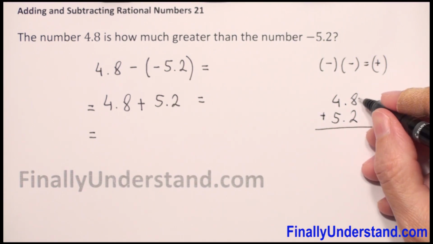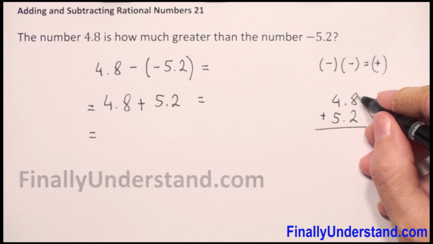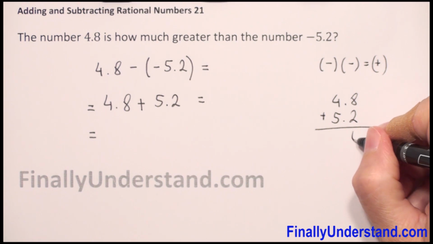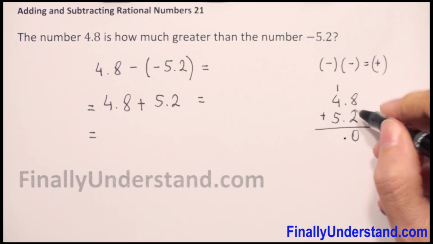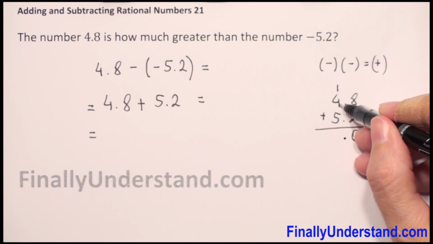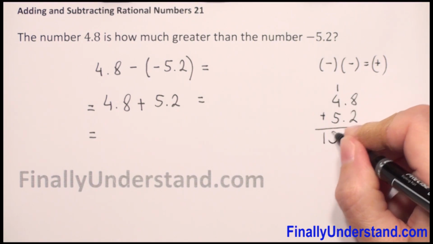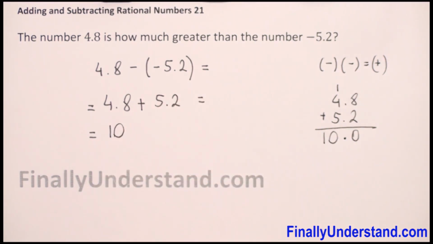Addition of decimal numbers. So we start from the last column. 8 plus 2 is 10. So we write 0 and we add 1 to the ones column. The decimal point we copy. 1 plus 4 is 5, plus 5 is 10. This is my solution.